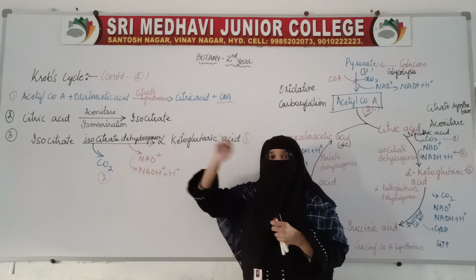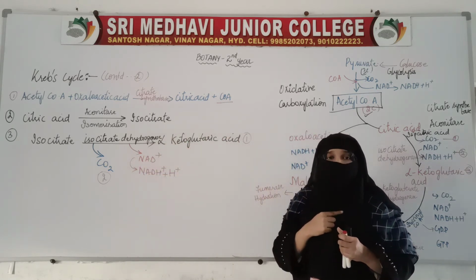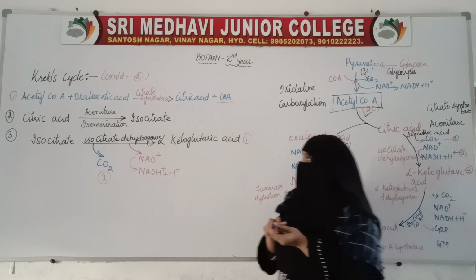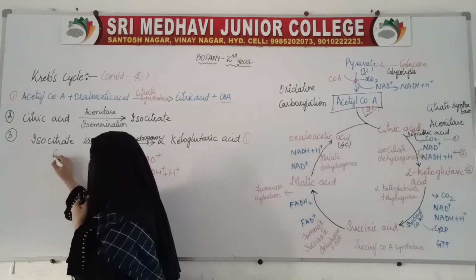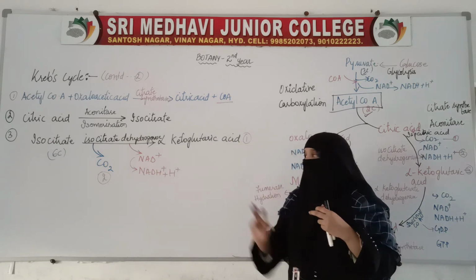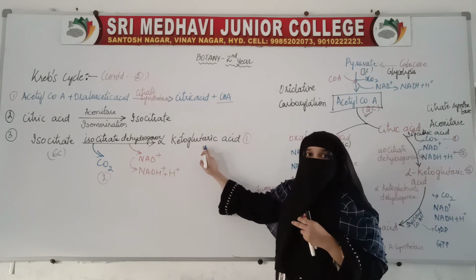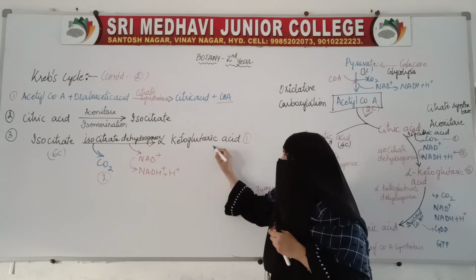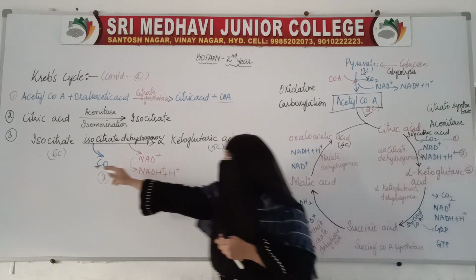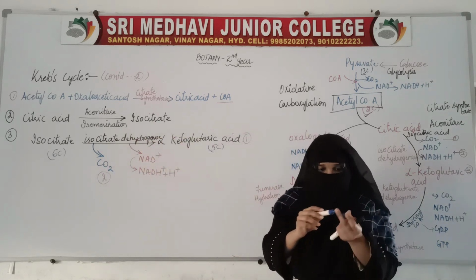So here in the third reaction, isocitrate or isocitric acid is changing into alpha ketoglutarate acid. Now one more thing which we need to remember here is, isocitrate is a 6 carbon compound. Now this isocitrate has changed into alpha ketoglutarate acid. So what happened here is, this alpha ketoglutarate acid is a 5 carbon compound. So the 6 carbon compound has changed to a 5 carbon compound.